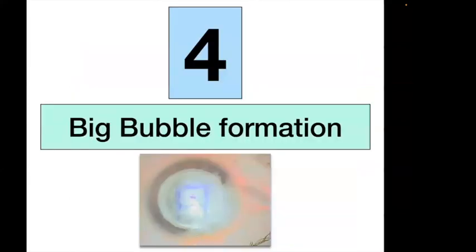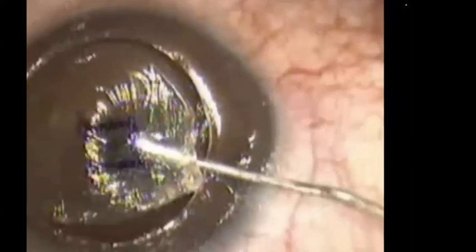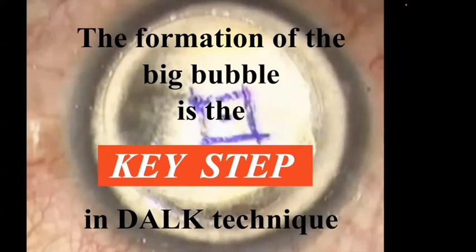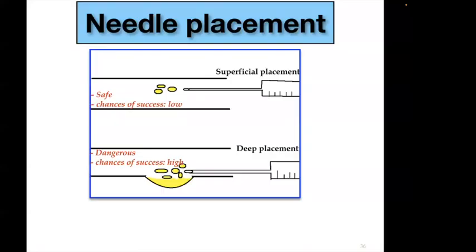We come now to the key step of the operation, which is the big bubble formation, which, as I have mentioned, is a key step, and we'll stay for some time describing it. If you are using the needle to inject air, and we put our needle in the stroma very superficially because we are afraid to puncture the cornea, this will be safe, but the chances of success will be low because I'm injecting very superficially, away from the target. But if I place my needle very deep in the cornea, it is dangerous. I may perforate the membrane, but the success rate is high because I'm injecting very near this membrane.